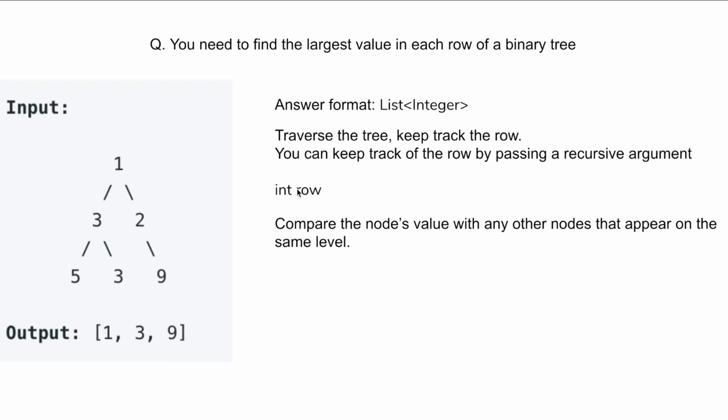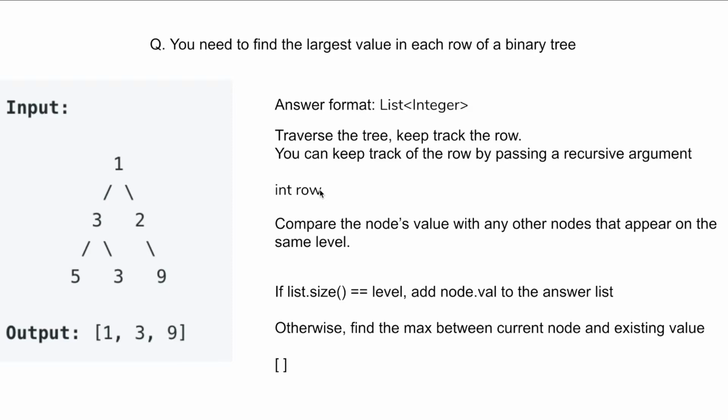Then we'll be comparing the node's value with any other nodes that appear at the same level and updating them one by one. So, for example, we'll go down the left side. We're going to have 3, and then we're going to recurse down the rest of the tree. But as we go to the right side, we already know that we have 3 at level 1. Compare it with a 2, and we're going to know that 3 is the larger of the 2. And that logic applies to any subtree as far down as you can go, because we'll be keeping track of the row per recursive call.